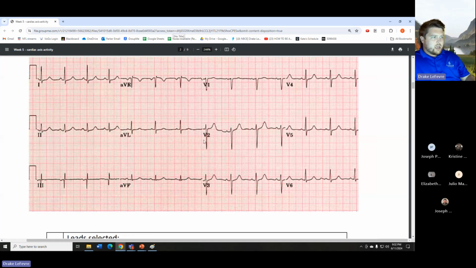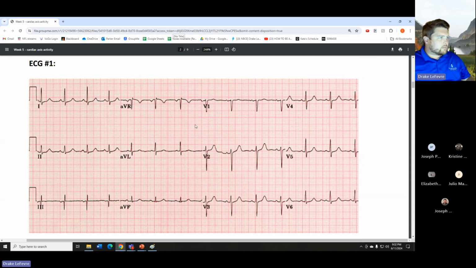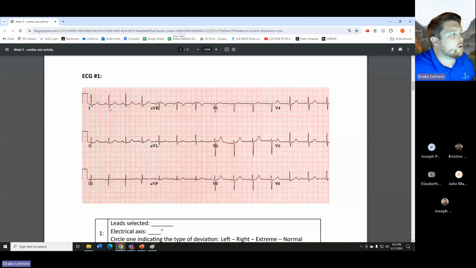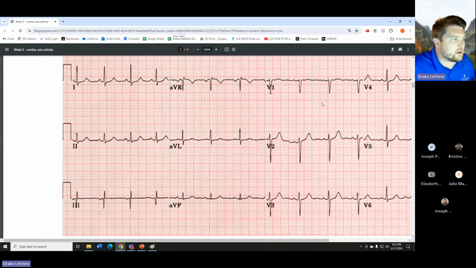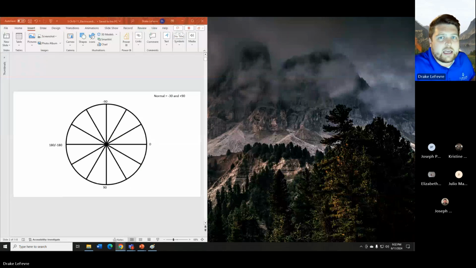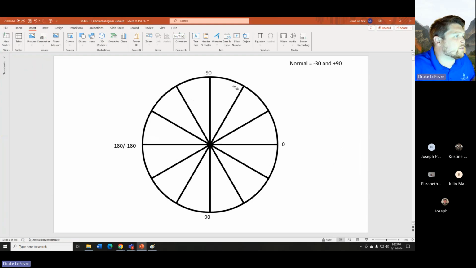Okay. So what we do, we have a whole bunch of different leads. We focus on these six over here. Don't worry about these guys, we'll talk about those later. Leads 1, 2, and 3, AVR, AVL, and AVF. Each of these leads, like we mentioned earlier, has a specific direction that it's measuring.